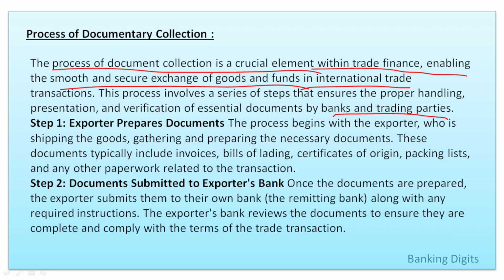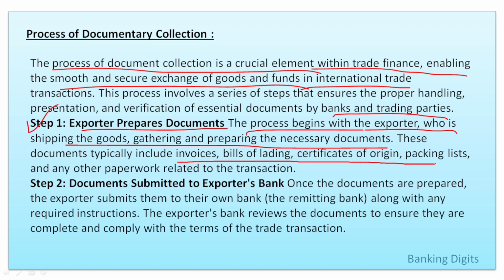Step 1. Exporter prepares documents. The process begins with the exporter who is shipping the goods, gathering and preparing necessary documents. These documents typically include invoices, bill of lading, certificate of origin, packing list, and any other paperwork related to the transaction.